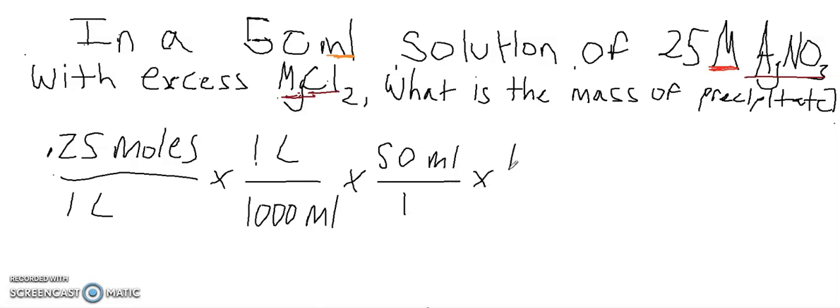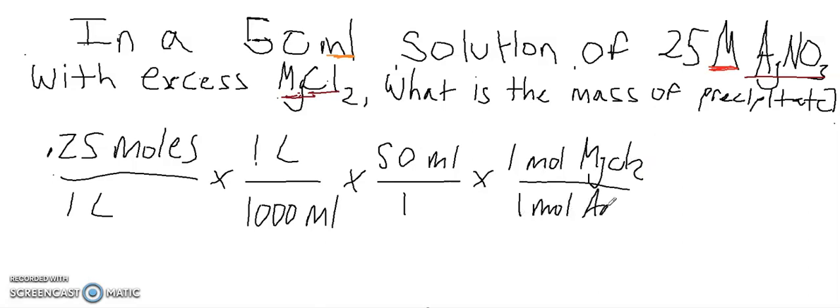We assume a 1-to-1 mole ratio between AgNO3 and MgCl2. So because this first one is really, we want to make sure this is AgNO3, so that way it cancels out later on.